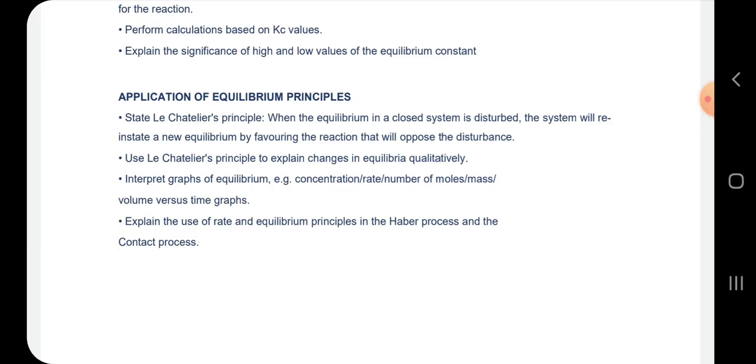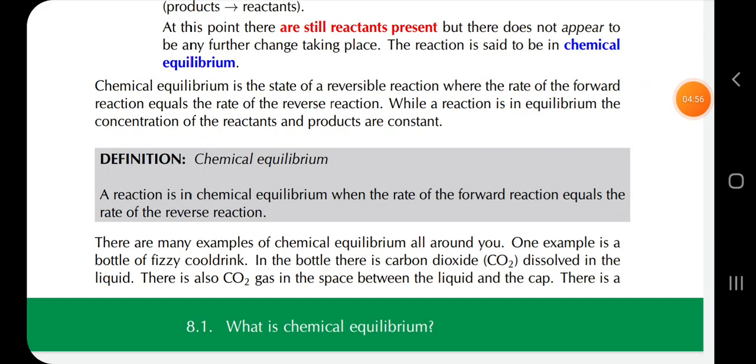For the equilibrium principle, you need to state Le Chatelier's principle. When the equilibrium in a closed system is disturbed, the system will reinstate a new equilibrium by favoring the reaction that will oppose the disturbance. So whenever you try to disturb an equilibrium, the equilibrium will produce a reaction that opposes the disturbance, so it does not want to be disturbed. We use Le Chatelier's principle to explain changes in equilibrium qualitatively, and then interpret graphs of equilibrium, which are concentration, rate, number of moles, mass, volume versus time graphs, and explain the use of rate and equilibrium principles in the Haber process and the contact process.